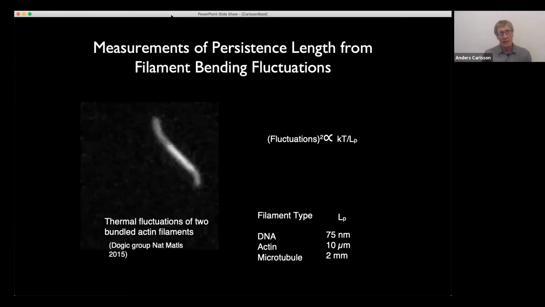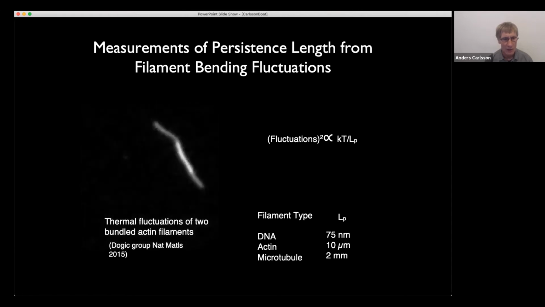This definition of the persistence length gives us a way that we can measure it. The fact is, this comes from thermodynamics, that the square of the magnitude of the fluctuations is proportional to temperature on the one hand, and inversely proportional to the persistence length. So if we quantify these fluctuations in some way, and I'm not going to give the math on how to do that, then we will have a good handle on the persistence length.